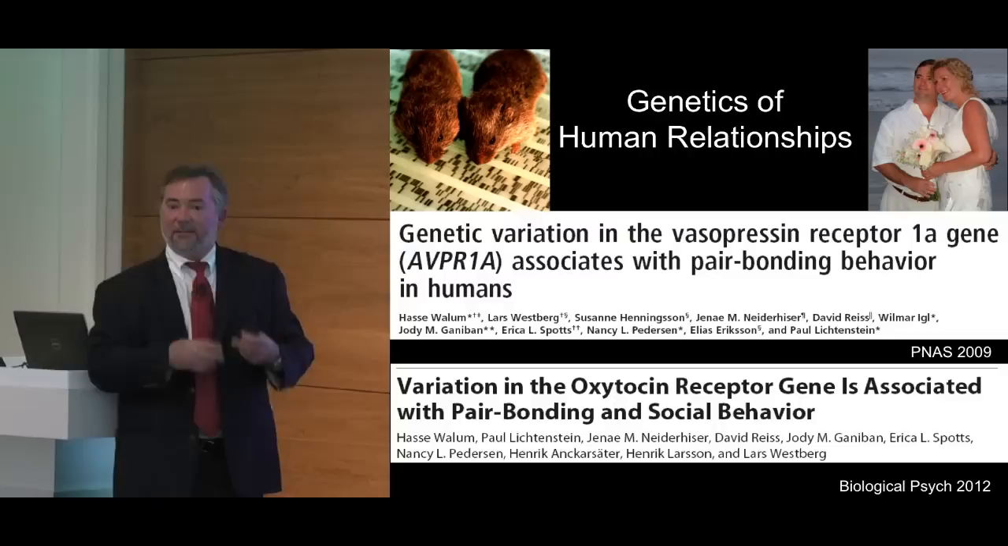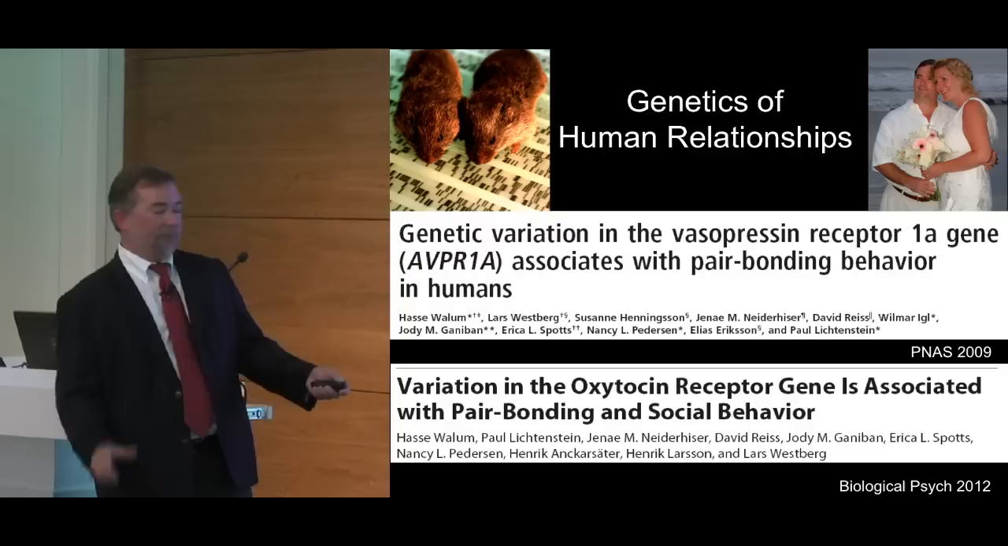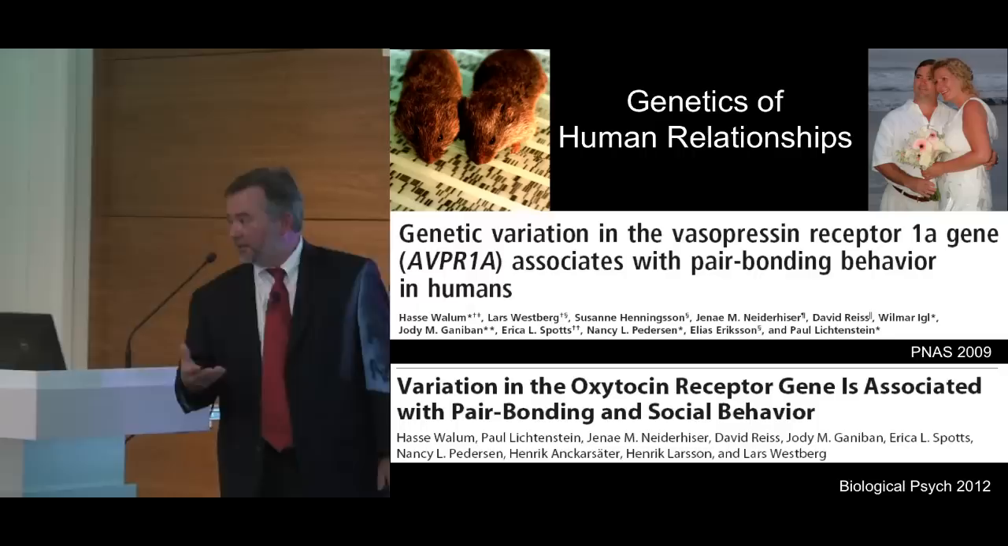The length of this microsatellite predicted the relationship quality of the humans, but not in females. But he also found that SNPs in the oxytocin receptor gene, polymorphisms of the oxytocin receptor gene, predicted pair bonding behavior in humans. This was published last year in Biological Psychiatry.